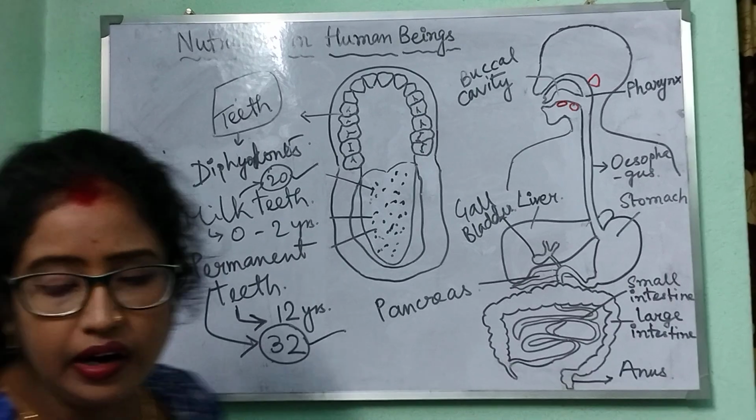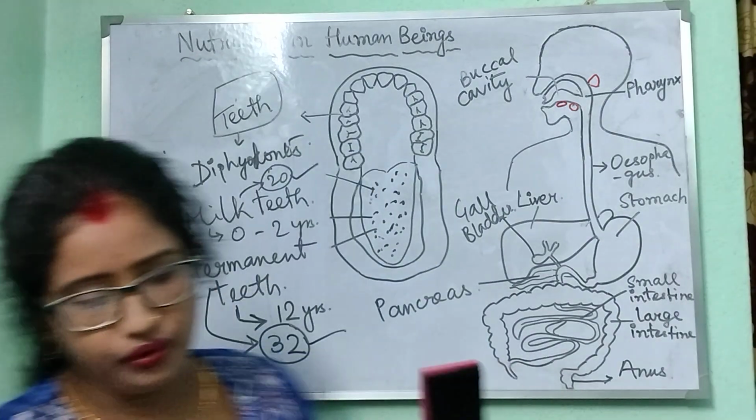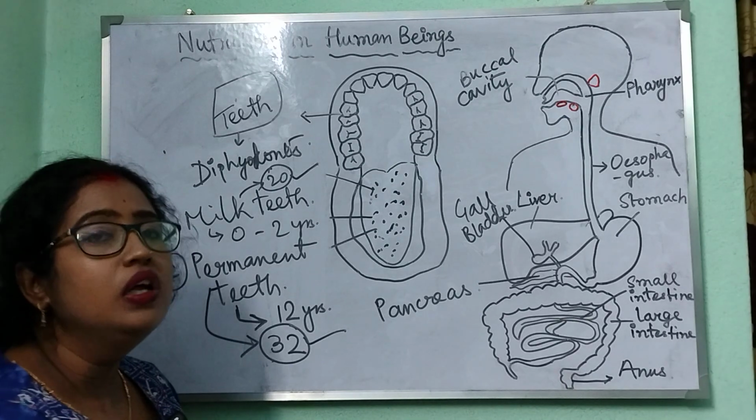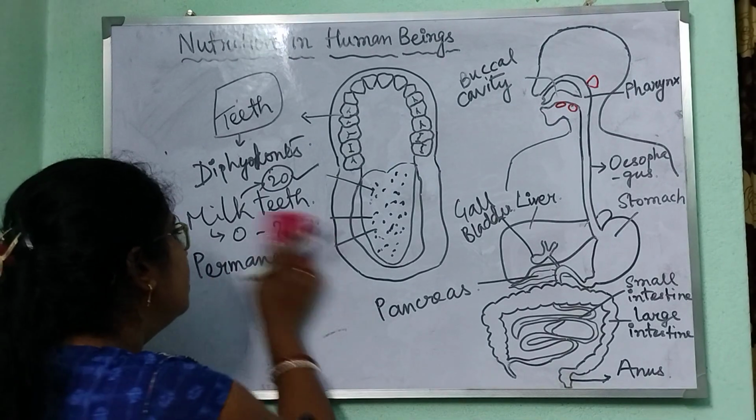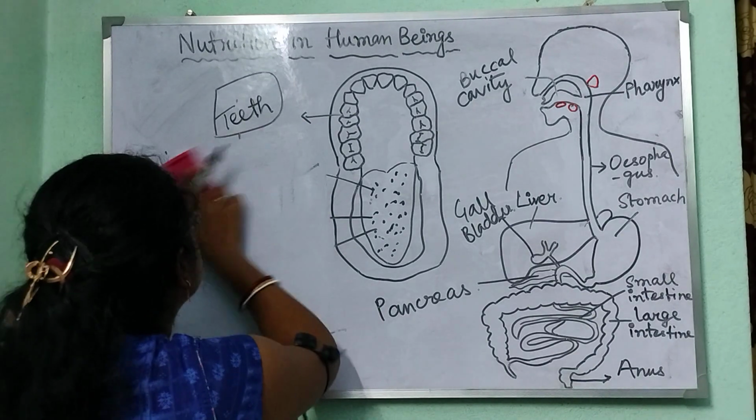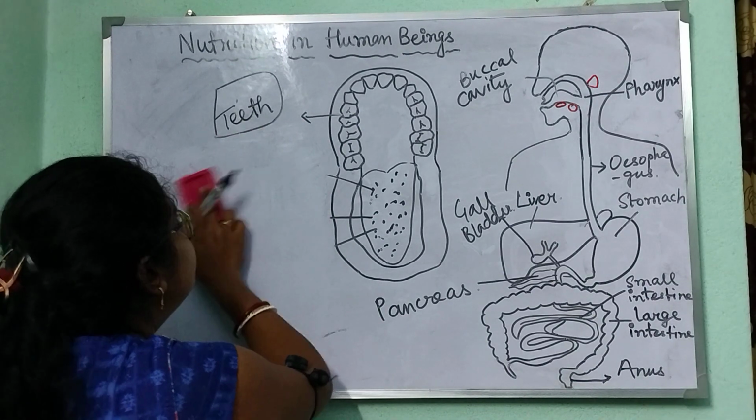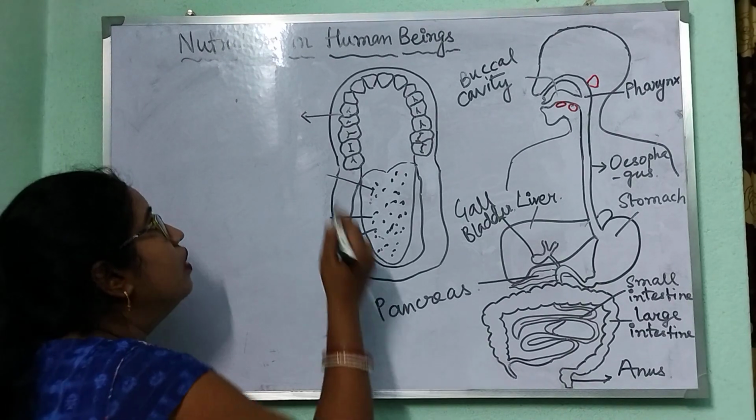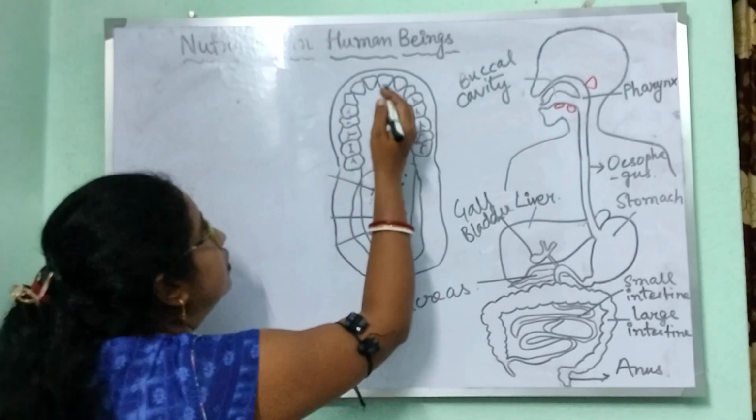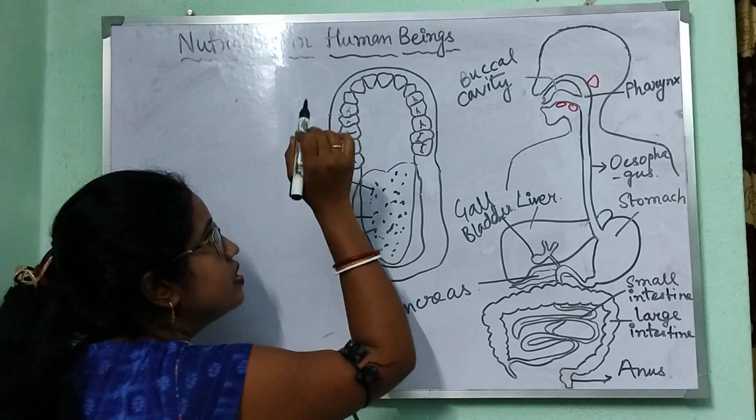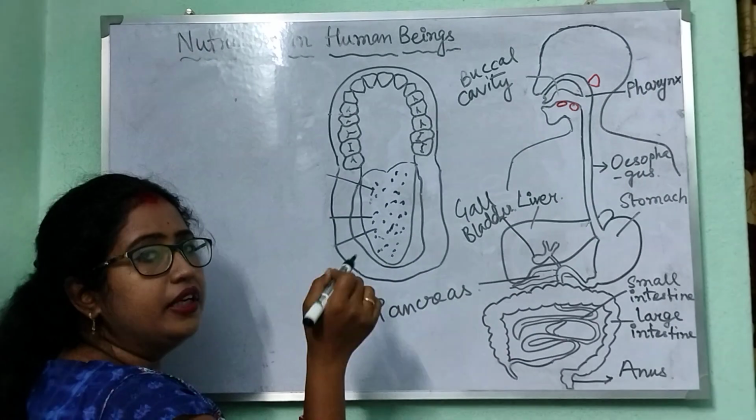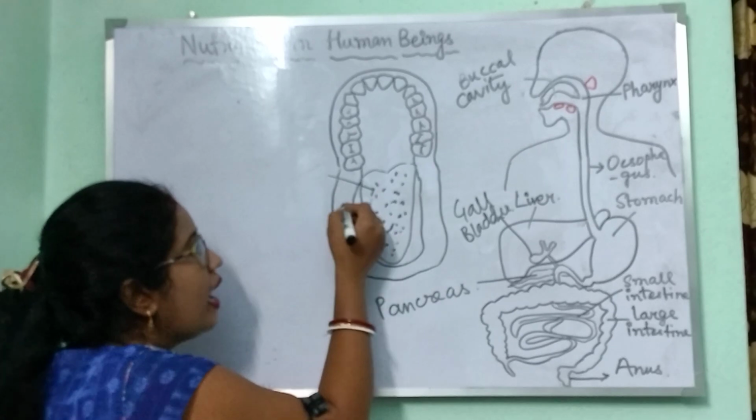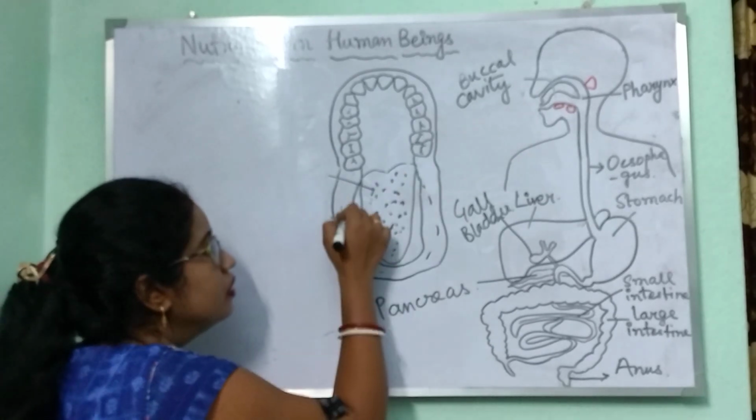And we humans are, as I told, diphyodonts, meaning we have two kinds of teeth in our whole life cycle. Now let us discuss the types of teeth that we have in our mouth. If we study the teeth structure in our mouth, this is the upper jaw and this is the lower jaw. We also have teeth in this lower jaw.